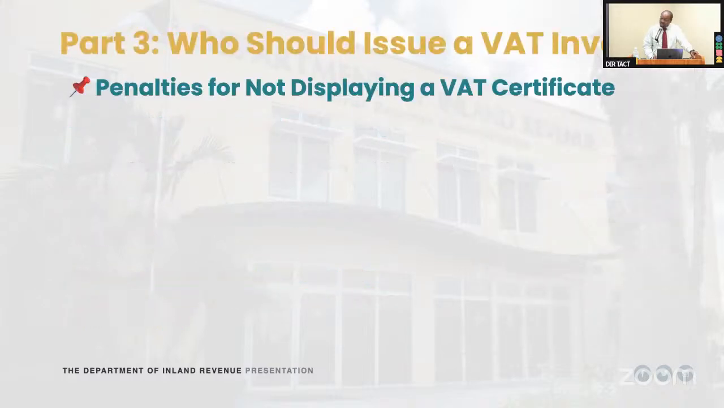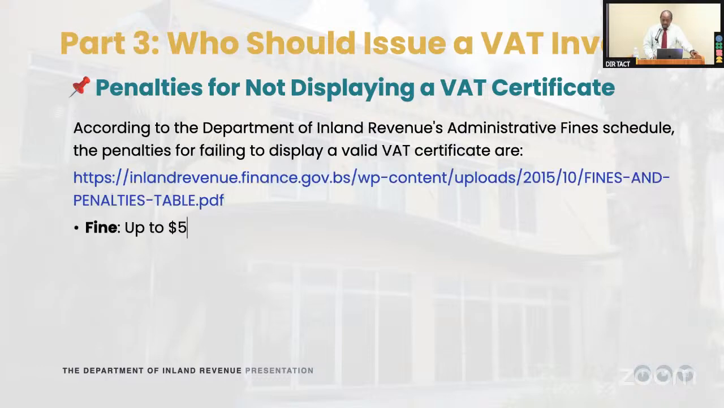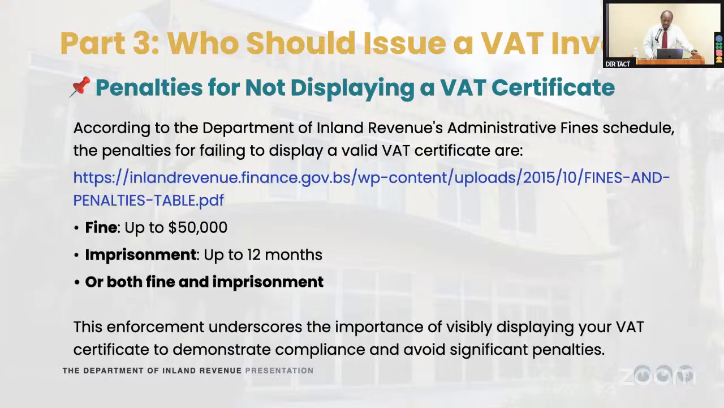And these are the penalties as to why you have to have it displayed. And I may repeat this again. This time, I also included the link where you can actually go online to see exactly what the fines and actual penalties are for various things pertaining to VAT, VAT invoices, being charged for VAT, charging persons for VAT without having a VAT invoice. So you can be fined up to $50,000 or up to 12 months imprisonment for simply not displaying your VAT certificate. That's how serious a penalty it is at the end of the day.